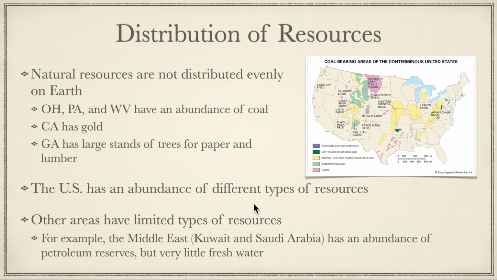Now, other areas have limited types of resources. So, for example, here the Middle East, say Kuwait and Saudi Arabia, etc., they have an abundance of petroleum reserves. So they have large amounts of oil reserves, but they have very little fresh water. So they are able to export things like petroleum, but they have to import a lot of food because there's not a lot of fresh water. There's not a lot of agricultural land there to grow things. So again, these resources are distributed unevenly around the earth.